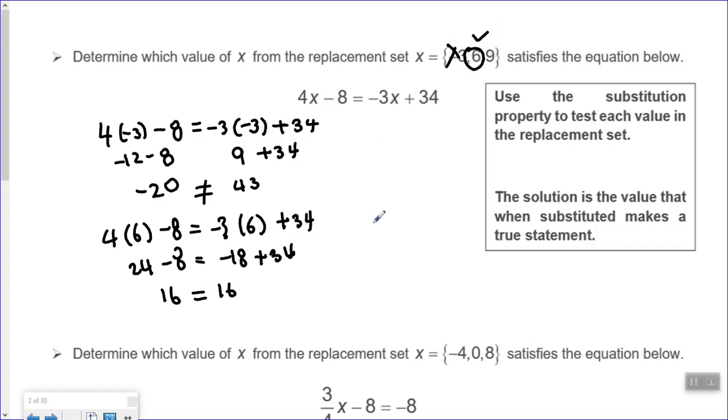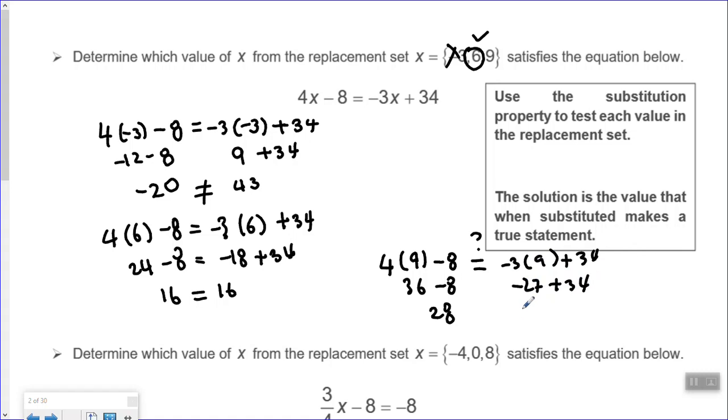Let's try 9. 4 times 9 minus 8. Is this equal to negative 3 times 9 plus 34? So 4 times 9 is 36, minus 8 is 28. Negative 3 times 9 is negative 27, plus 34 is 7. Put it in your calculator. They are not the same, so it's not the answer. So 6 is the answer.